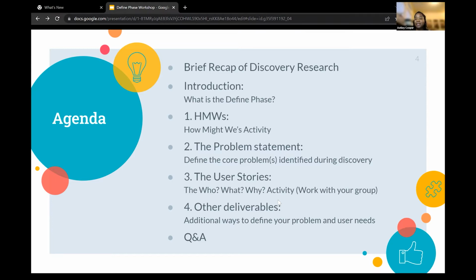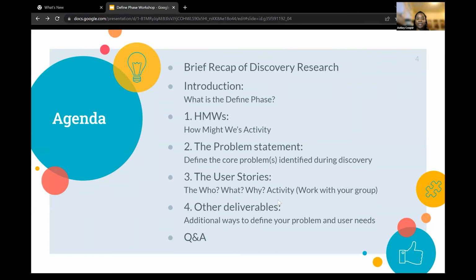And this is an activity that I would want you to work with your teams over the next week. And this is going to be something that you're going to work together and discover the user stories and prioritize those user stories. And then the fourth thing I'm going to go over is other deliverables. That is going to be additional ways to define your problem and your user needs. And that's going to best help you going forth in your project. And then, of course, at the end, there's going to be room for questions and answers, lots of room for questions and answers.